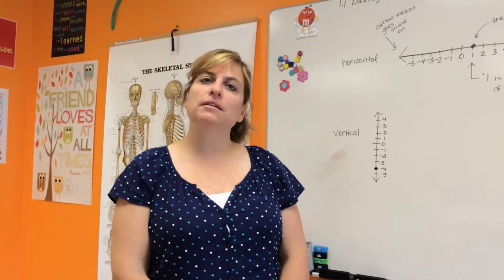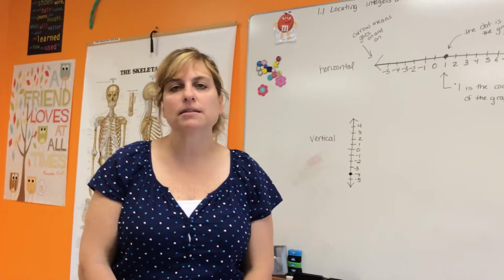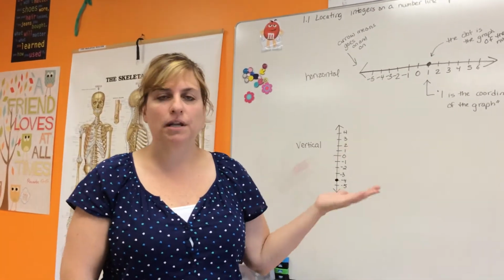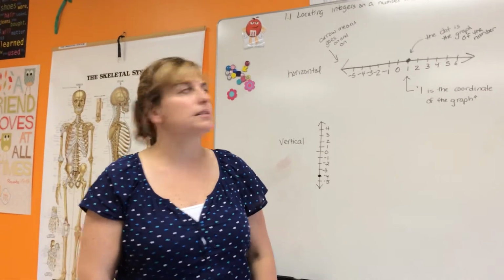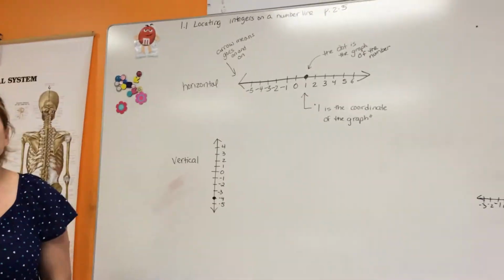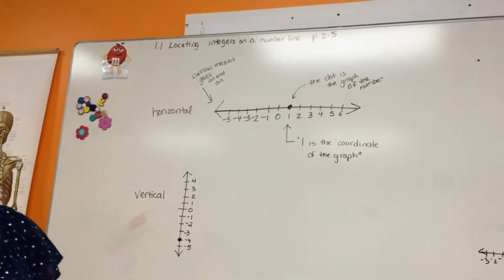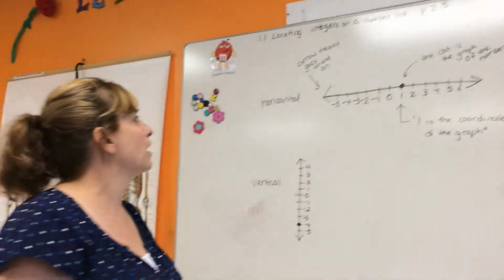So the first lesson is pretty easy. We're actually going to do a couple lessons, but I'm just going to go into the first lesson, and then I'll put another video up for the second lesson. The first lesson is on pages 2 to 5 in your algebra books. It's called Locating Integers on a Number Line. You guys have all done this before.